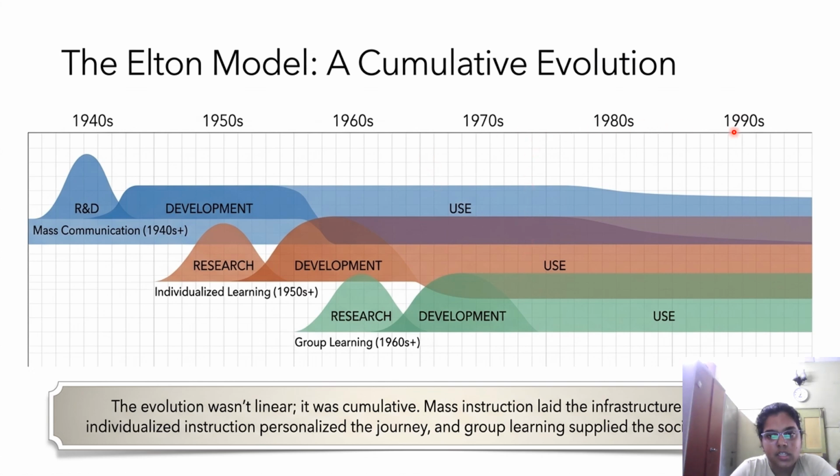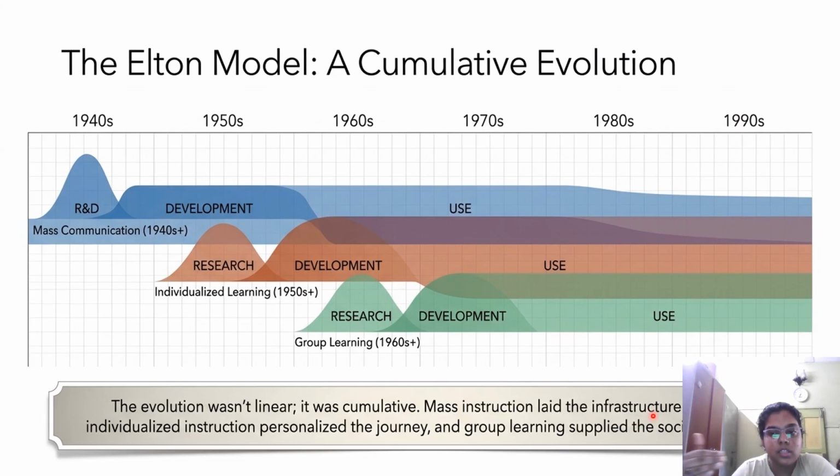1960s, 70s, 80s, 90s. So as the time frame moved gradually, how educational technology evolved and in what way is presented. So this is being mentioned here. In the 1940s, research and development; in the 1950s, individualized learning; and in the 1960s, group learning. So from this graph we see that the evolution wasn't linear. It was cumulative.